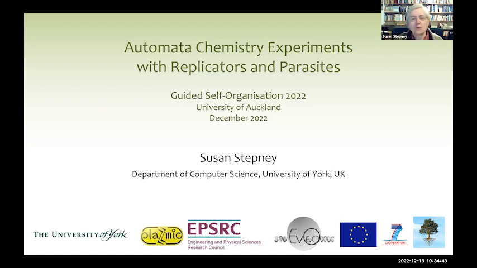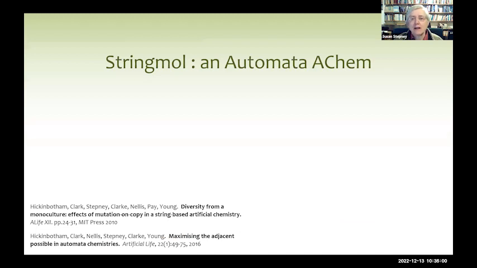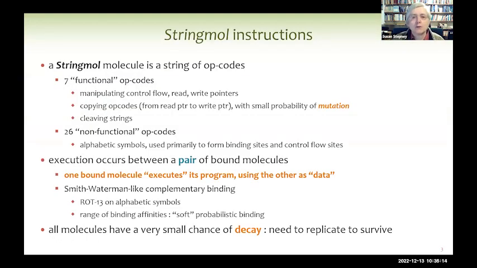So as I said, I'm going to be talking about automata chemistry experiments with replicators and parasites, and I will try and link it in with the idea of guided systems towards the end, guided self-organizing systems. But I'll start off talking about automata chemistries. And I'm going to be talking about some experiments that we've done with our string mol automata chemistry. I'm going to be talking about 3 different sets of experiments with that. First, I'll give a little introduction to what string mol actually is.